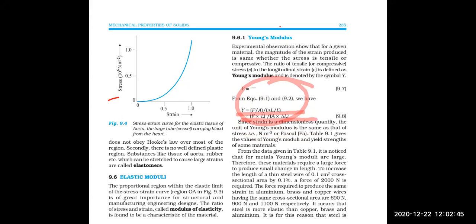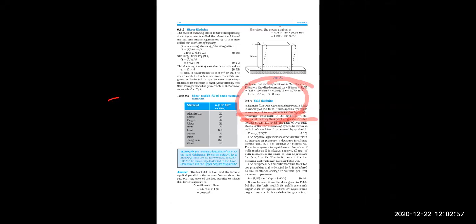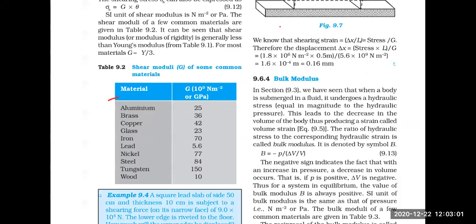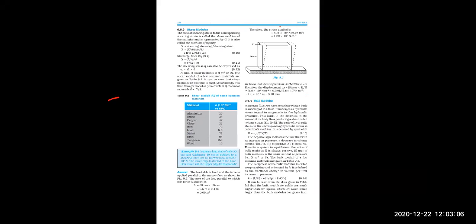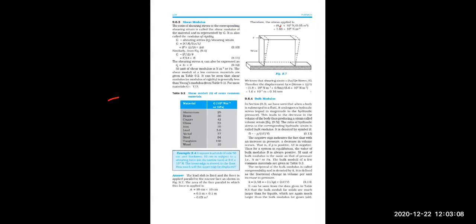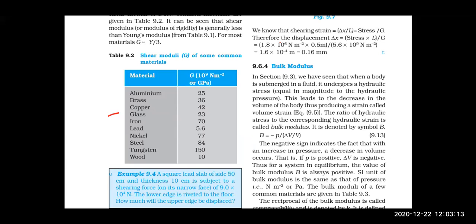Let's talk about the second type of modulus of elasticity, and that is your bulk modulus, which is denoted by the symbol B. So bulk modulus, children, as the name says, here the strain that is involved is volumetric strain, right? Bulk modulus, as we see, is denoted by the symbol B. So your B equals normal stress.